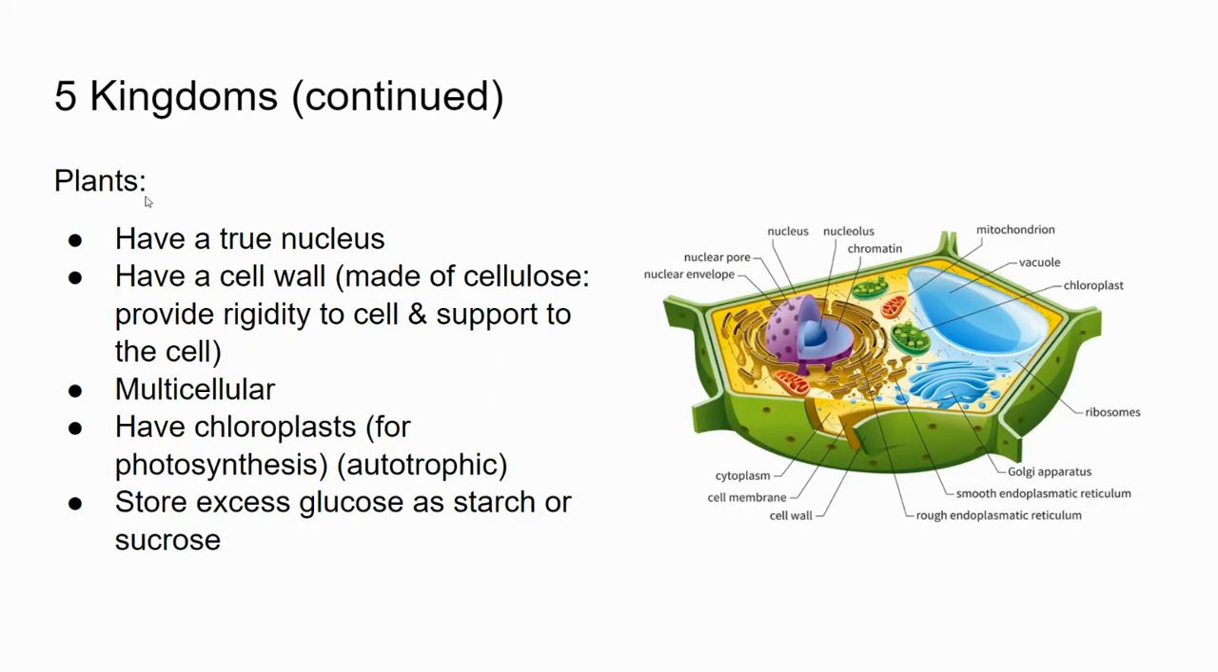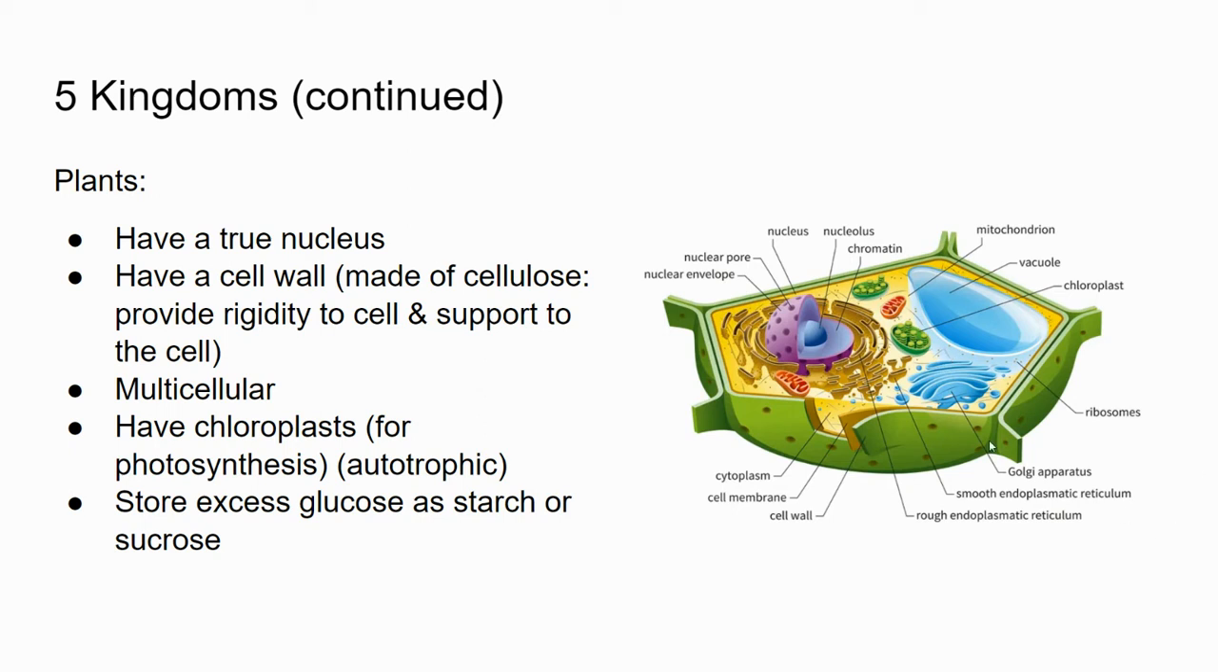The second kingdom is plants, and they have a true nucleus, which means they are also in the eukaryote domain. They have a cell wall, which is made of cellulose, and it provides rigidity and support to the cell. As you can see on the diagram to the left, the cell wall is the green layer outside, protecting and supporting the cell content. So if the cell is filled with too much water, it won't burst because the cell wall is holding the plant cell together.